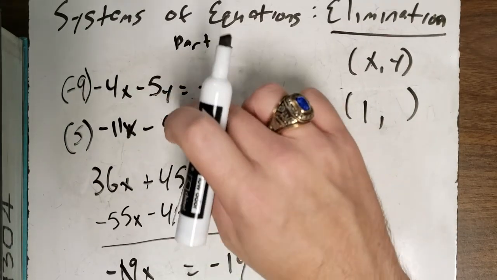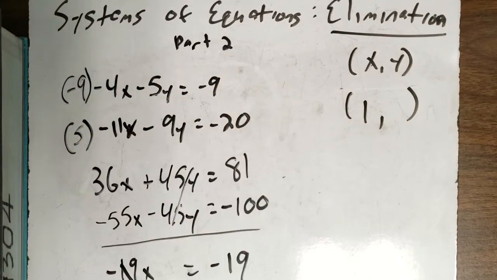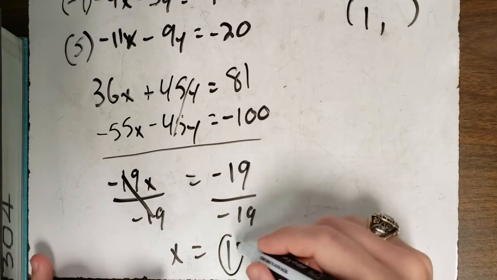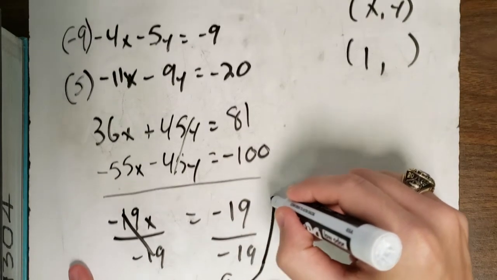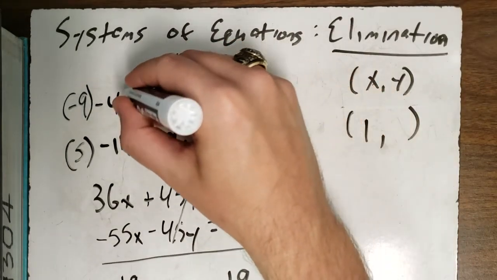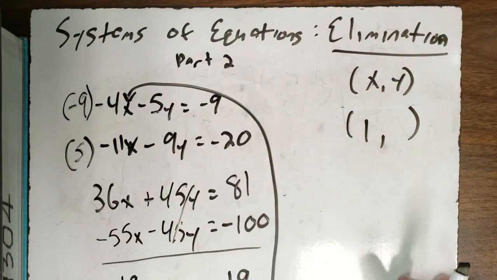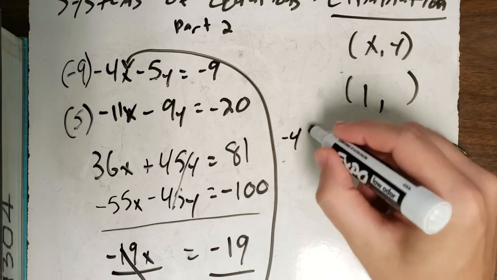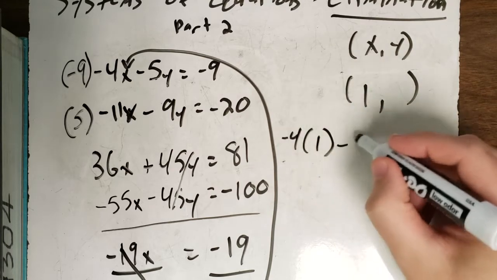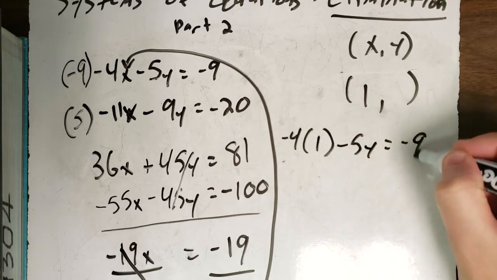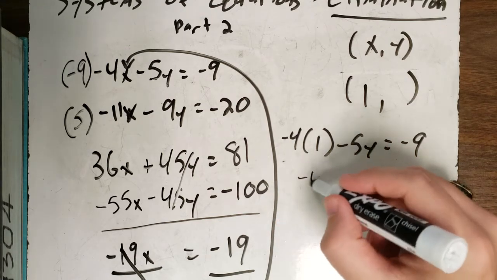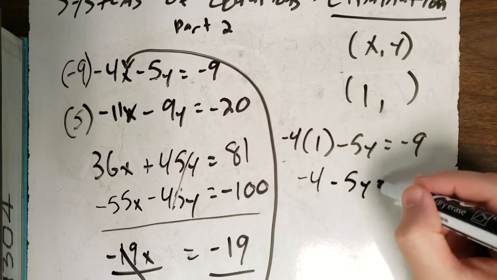These are big numbers, so let's plug it into one of our original equations before we multiply it, okay? Let's go ahead and plug it in to the top one. So we have x is 1. Let's take our 1 and let's plug it in right here, okay? So rewrite the equation. Negative 4 instead of x is now 1, minus 5y equals negative 9. Do the math. Negative 4 times 1 is negative 4. Bring down the rest of your problem.